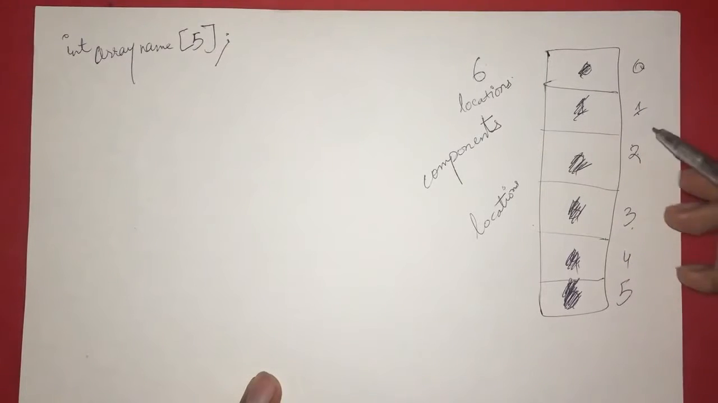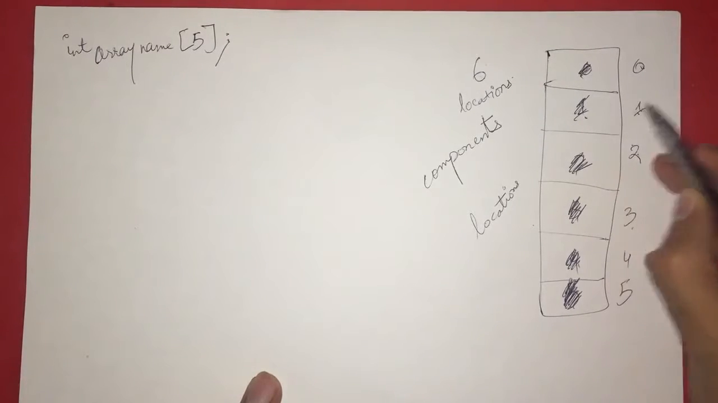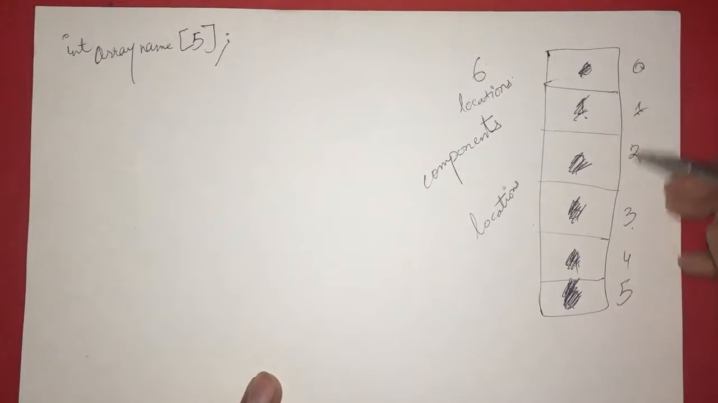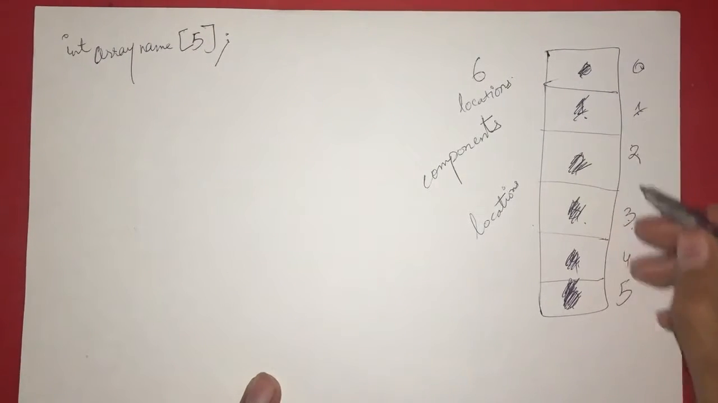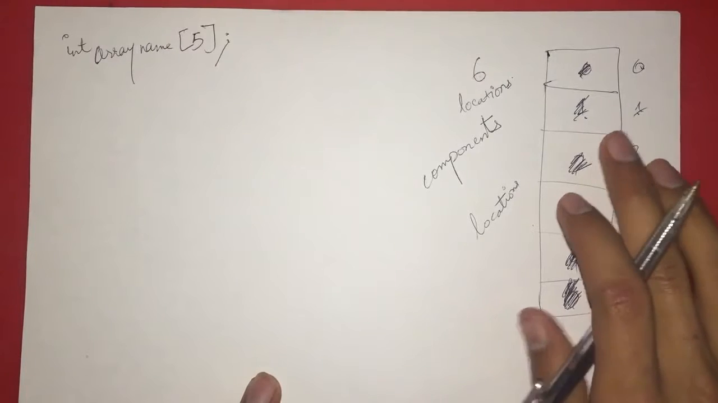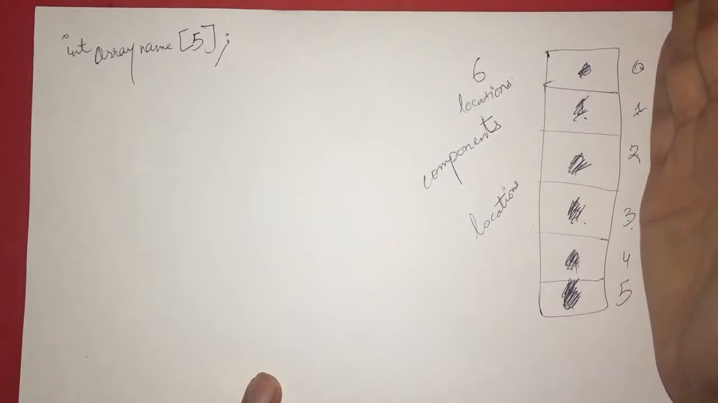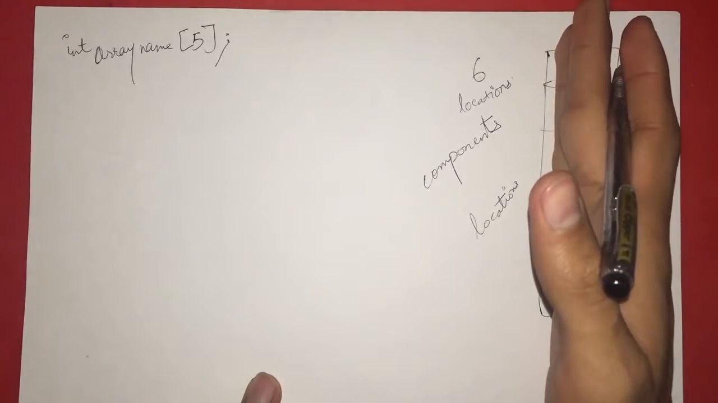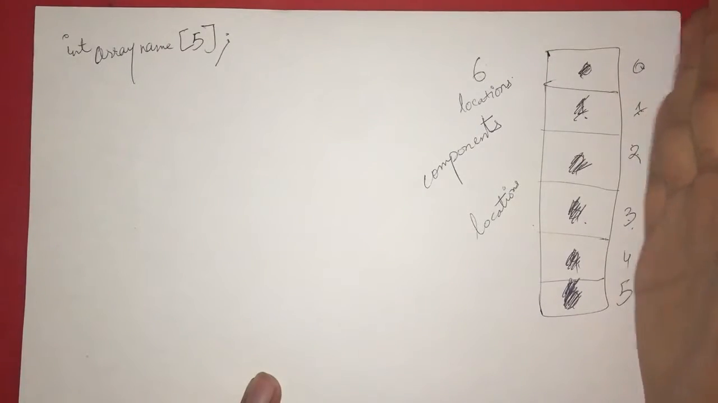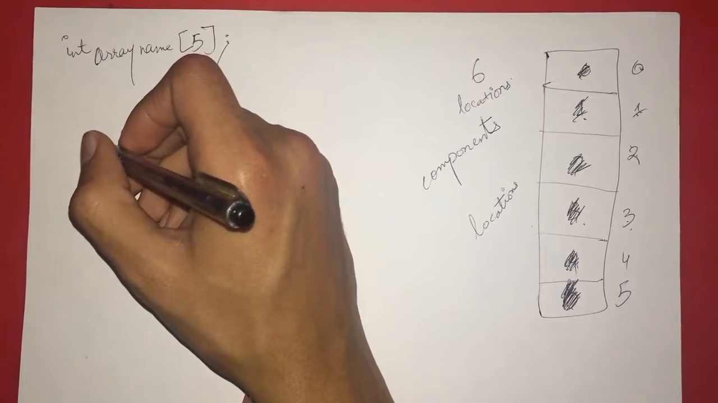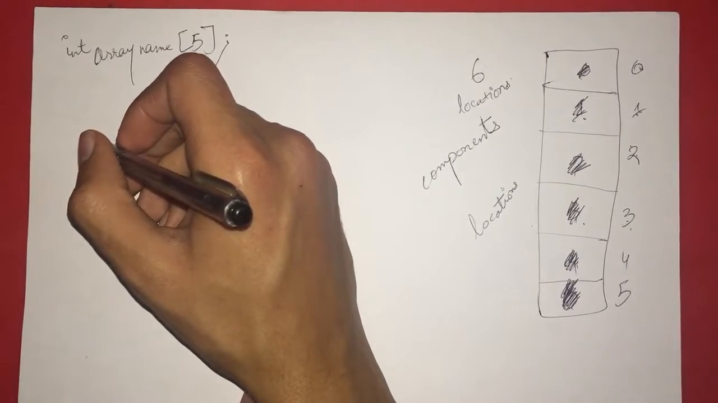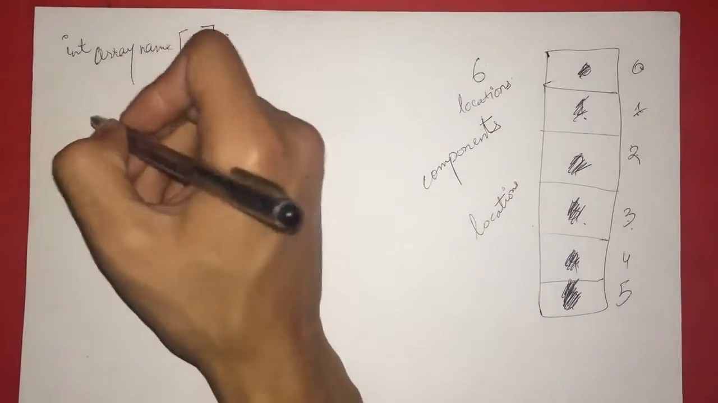So for example, 1 is the location of this component, or this block, or this space. 3 is the location of this space. 2 is the location of this component. So these are the locations, and to the right is the location, and to the left are the components.